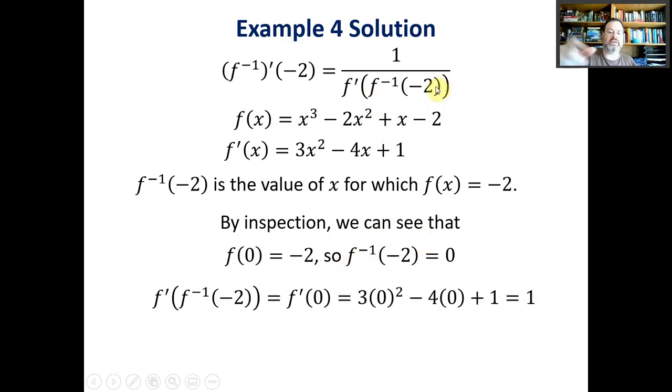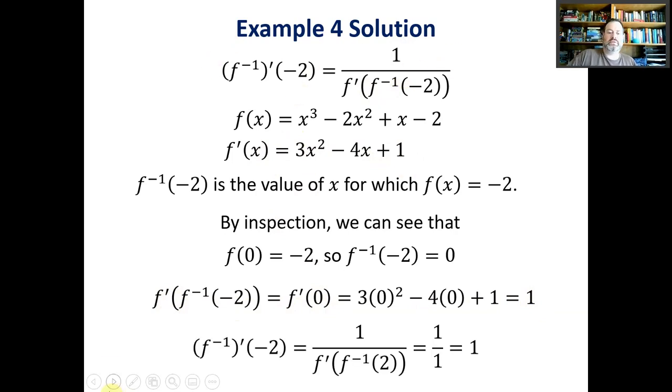So we just plug that into the original equation, right? So f prime of f inverse of -2 is just f prime of 0. So we just take this and plug in 0. And we get 1. Now we plug 1 in the original function, right? So f inverse prime of -2 is 1 over, so I'm just replacing this. Well, it's 1 over, this guy was 1. 1 over 1 is 1, and we're done.